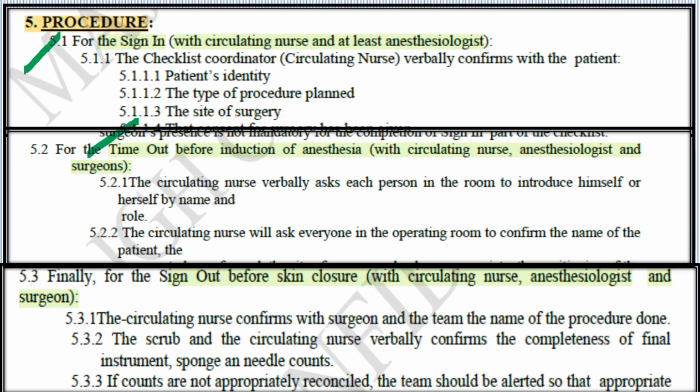For timeout before induction of anesthesia, the circulating nurse, anesthesiologist, and surgeons will again verbally ask each person in the room to introduce himself or herself by name and role. The circulating nurse will ask everyone in the operating room to confirm the name of the patient. Finally, for sign out before skin closure, the circulating nurse, anesthesiologist, and surgeon: the nurse will confirm with the surgeon and the team the name of the procedure done, and the scrub and circulating nurse will verbally confirm the completeness of the final instrument, sponge, and needle counts.